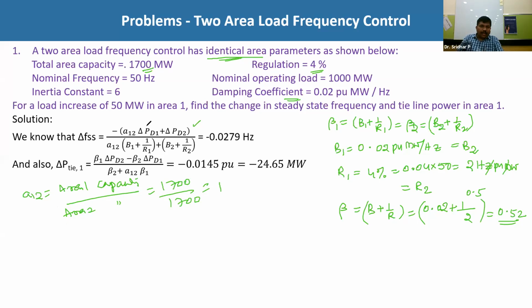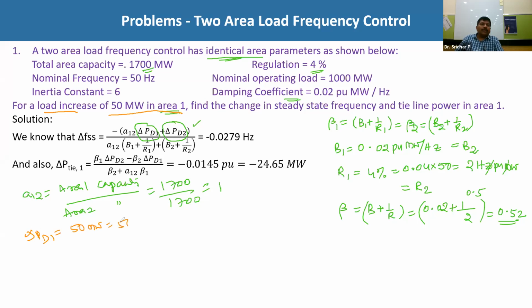in this one, the unknown parameters are delta PD1 and delta PD2. Now we have to calculate those. Something is given in the data: for a load increase of 50 megawatt in area 1, find the change in steady state frequency and tie line power. It is clearly mentioned that the load has increased in area 1 only. How much is it? So delta PD1 is nothing but 50 megawatt.